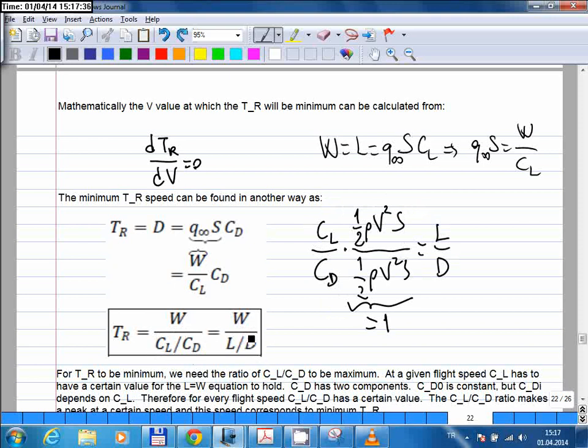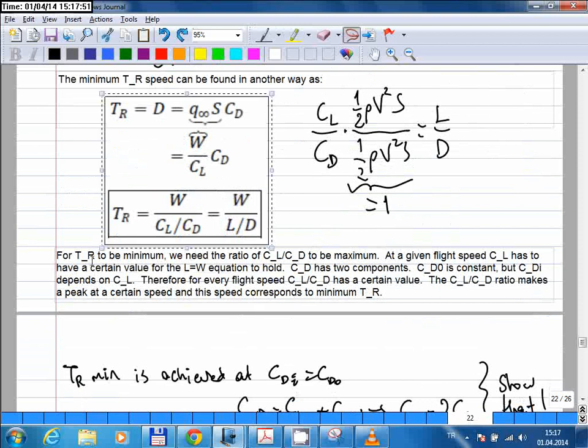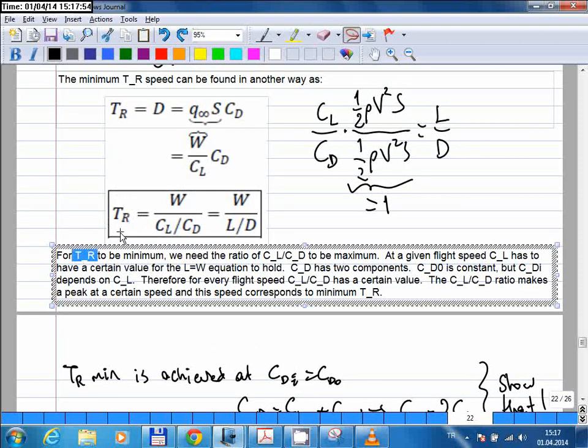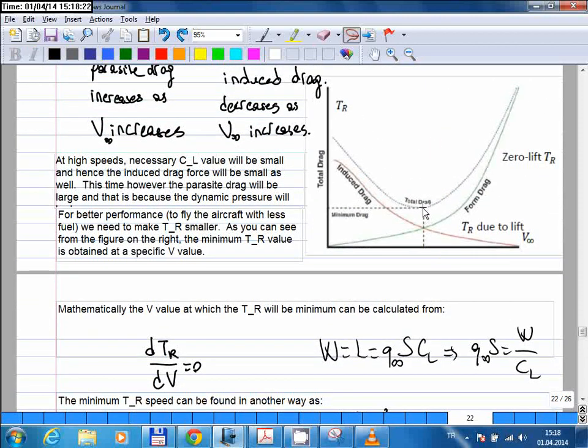Okay, so the required thrust is equal to the weight of the aircraft divided by the L over D ratio. So for the required thrust value to be minimum, this is constant, okay, so at the moment we assume that the weight of the aircraft doesn't change. The aircraft has a certain weight and it is constant, and if you want the required thrust to be minimum, then the L over D ratio has to be maximum, okay? So in other words, if you come up here, this point corresponds to the maximum L over D ratio.